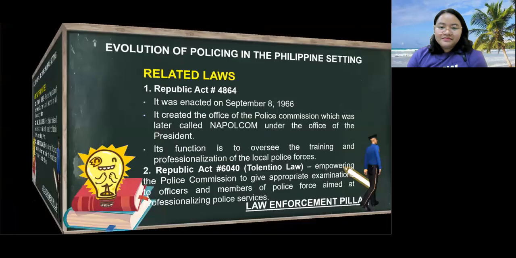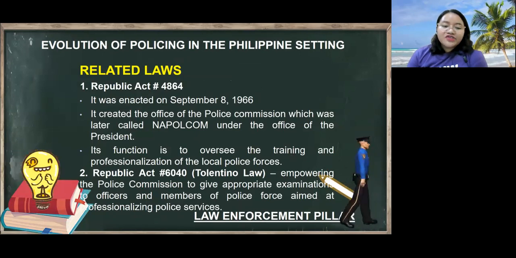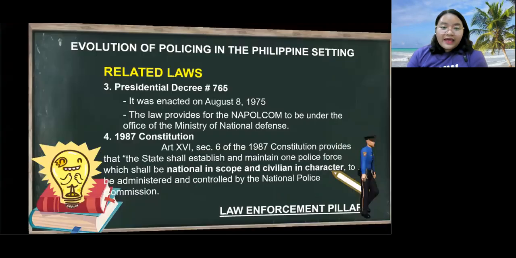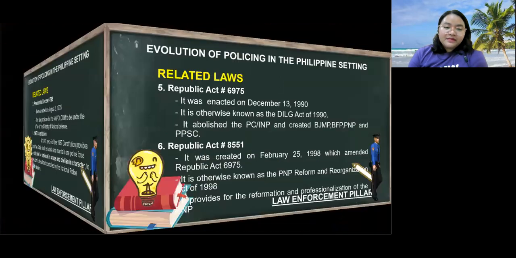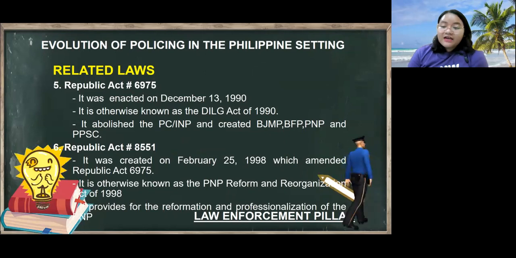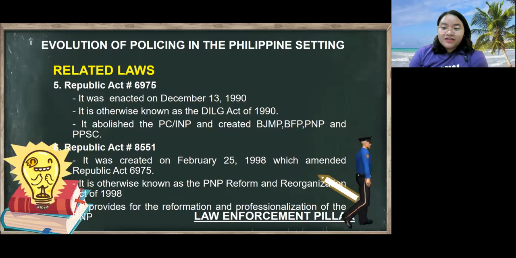Okay, there were also related laws which are considered to be very important. We have Republic Act 4864, Republic Act number 6040, or the Tolentino Law, and Presidential Decree number 765, the 1987 Constitution, Republic Act 6975, and Republic Act 8551. I only mentioned the different laws since this will be tackled in the next subject, on the first semester of the next school year.